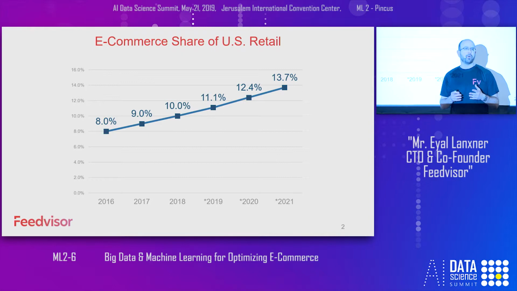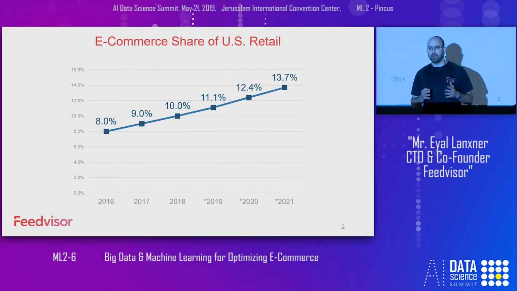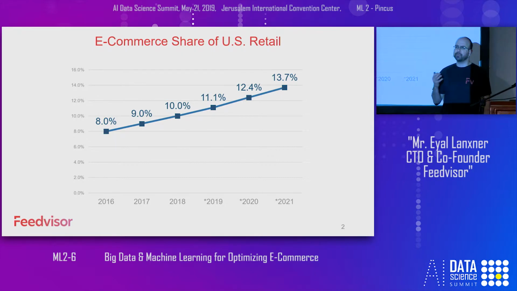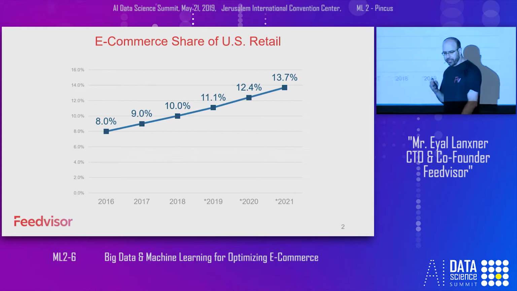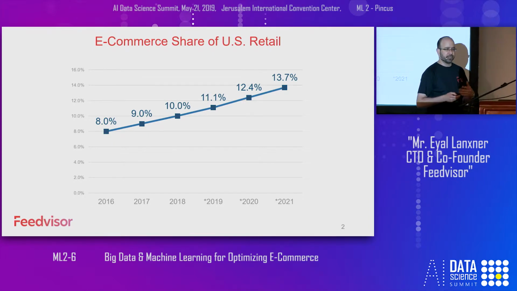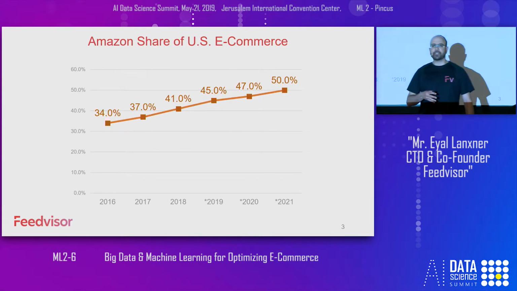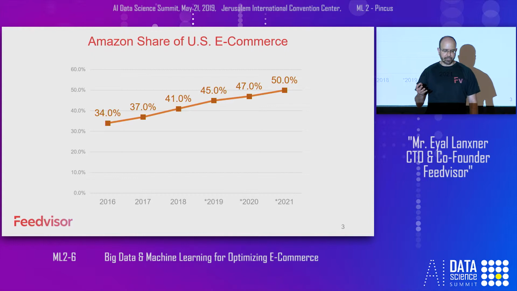E-commerce, as you probably know, is growing constantly in the US and in other regions. To date, it has captured about 10% of the market share of all US retail, and as you can see here, continues to grow, and is predicted to reach 13.7% by 2021. You can see this also by the number of physical stores being shut down every year in the US.